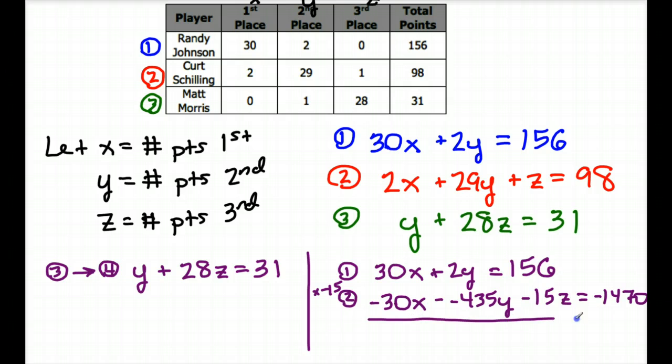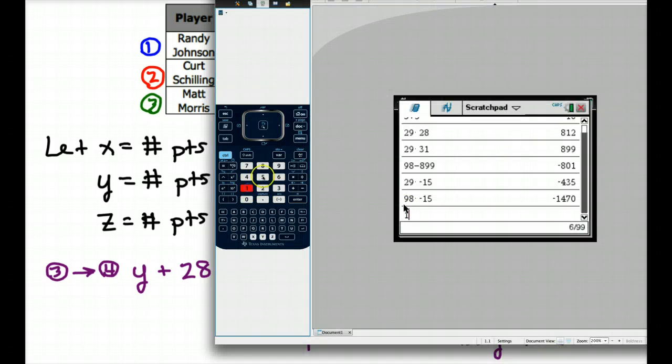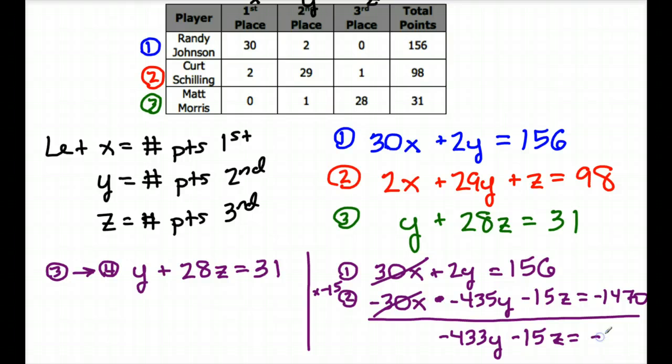So now if I do my elimination here, the x's cancel. Your y's, you should have one negative there. We're going to have negative 433y minus 15z equals, we've got 156 minus 1470, which gives us negative 1314. Okay, and so that's my equation 5.